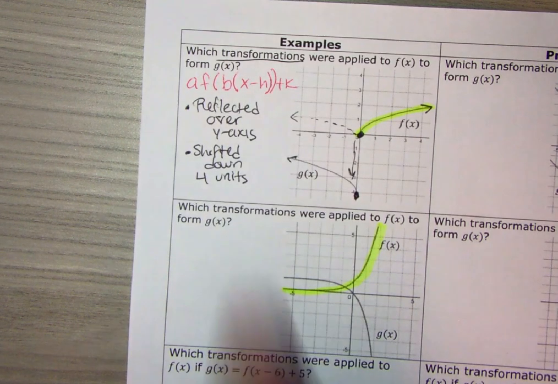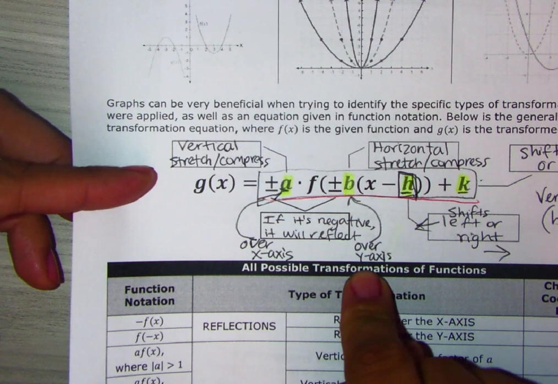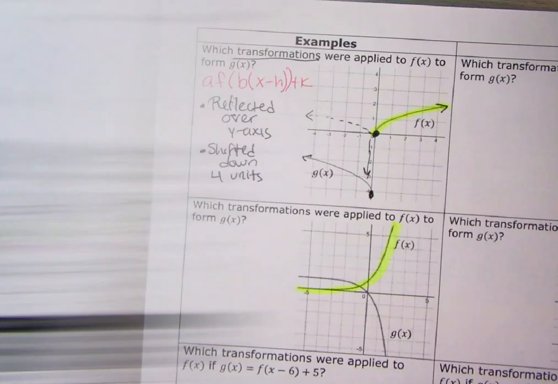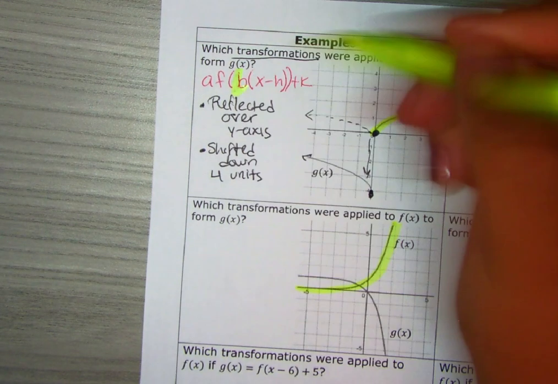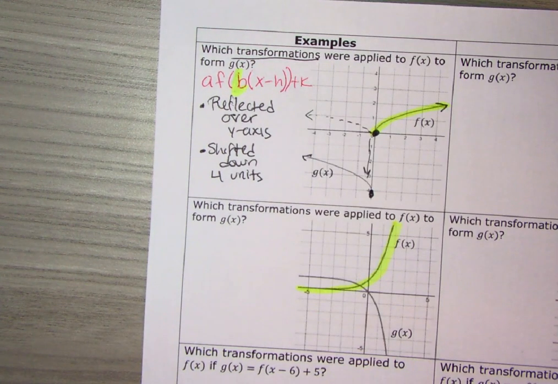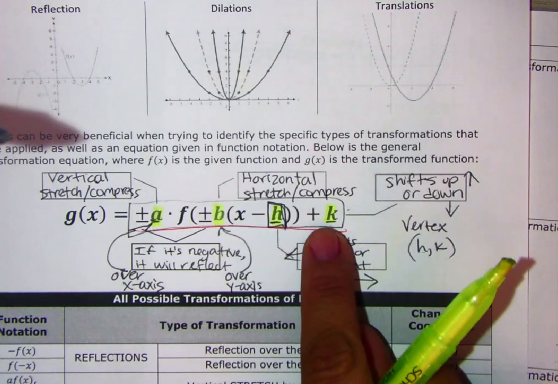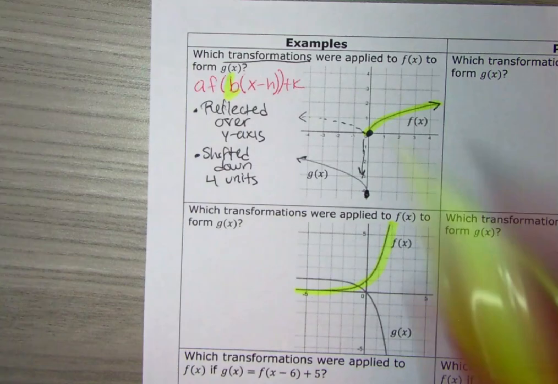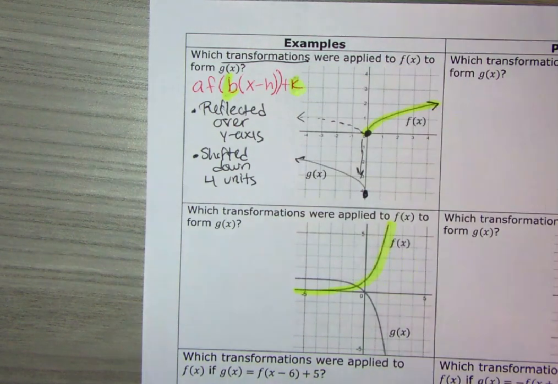And if it reflected over the y-axis, based on the descriptions I've given you before, we talked about reflecting over the y-axis being the b value. So we're going to have the b value be the one showing that. And then the shifting down 4 units, we talked about the k value being the one that shifts down. So k is also going to be affected.